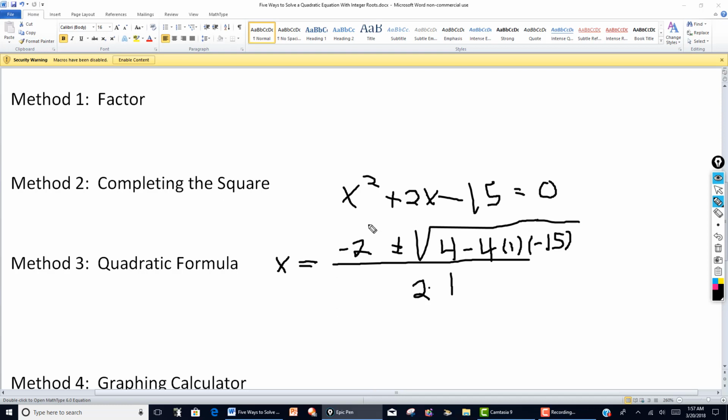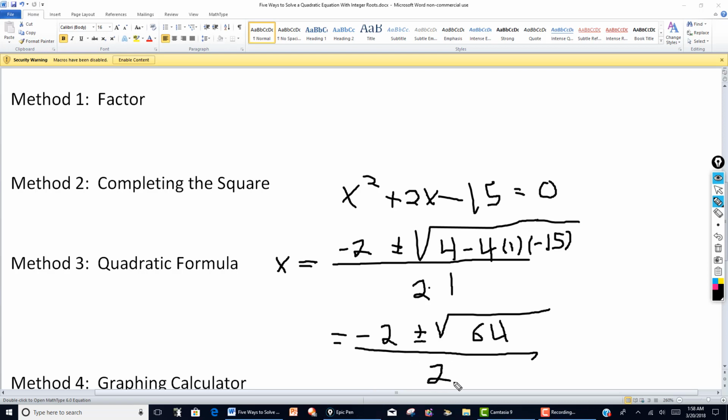So then we just compute this out. Minus 2 plus or minus the square root of, okay, so this is going to be minus 4 times 1 times minus 15. That's plus, this will be a plus 60 because the negatives cancel out, so it'll be 60 and 4, that's 64. Over 2. Now if this 64 wasn't a perfect square, or you couldn't simplify it anymore, this would be your answer.